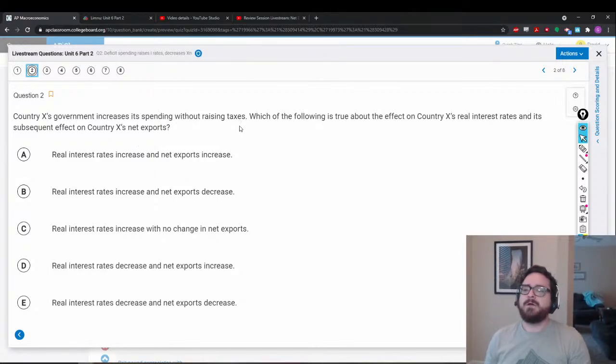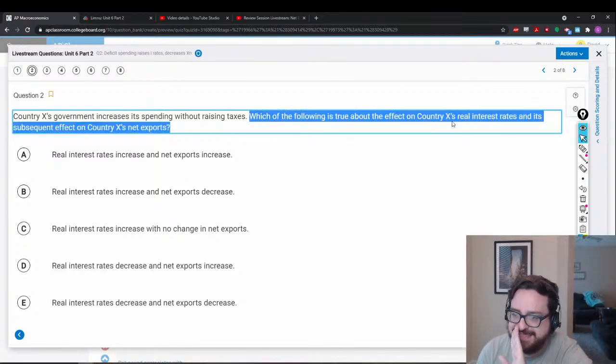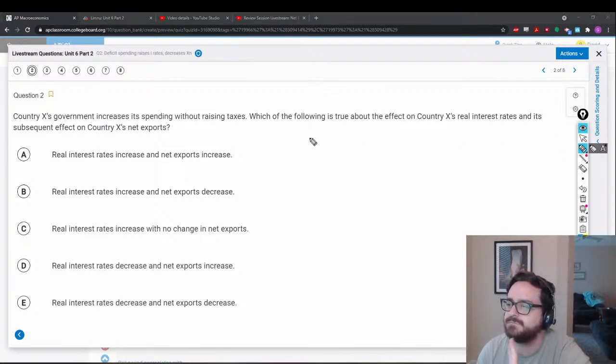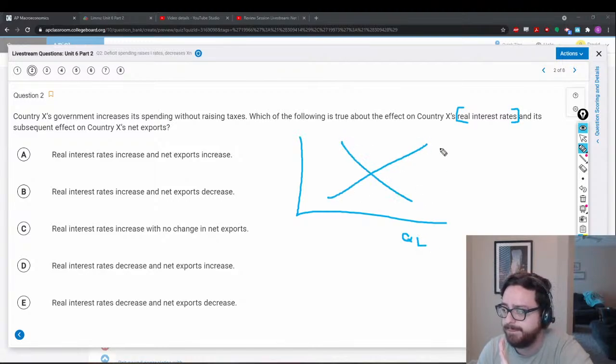Okay. Second question. Country X's government increases its spending without raising taxes. Which of the following is true about the effect on country X's real interest rates and its subsequent effect on net exports? Okay. So they increase spending without raising taxes. They ask about real interest rate. If I see them asking about real interest rate, I already know what graph they're talking about. Because there's only one graph where real interest rate is showing up, and that's my loanable funds market.